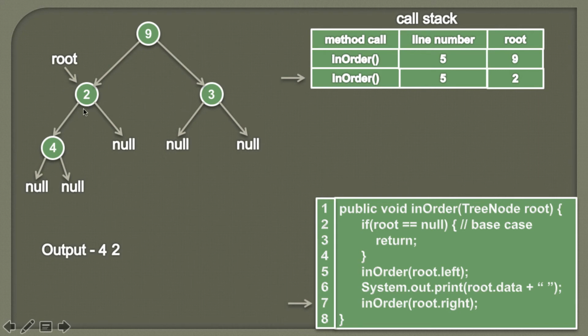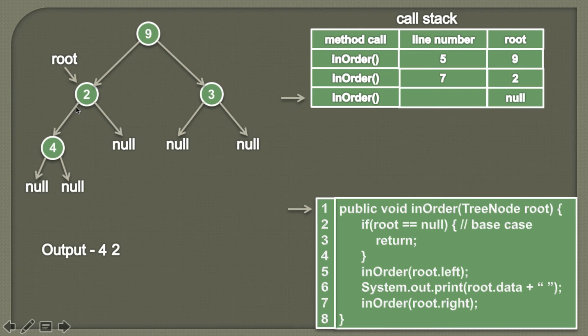And after we process the node, we know that now we have to go to its right subtree. So we again call the in-order method and we pass the root right value, which is null. And as we are calling this in-order method, we will update the line number here. So now the execution point reaches this in-order method, and we know that there will be one more method on the call stack with root as null. Here you can see root is pointing to node 2. So now this root will point to null, and we'll start executing this in-order method.